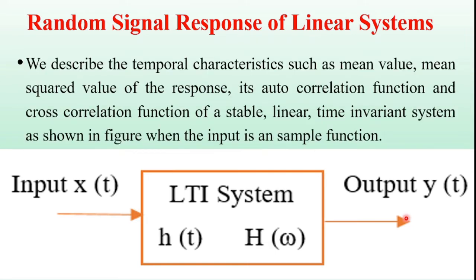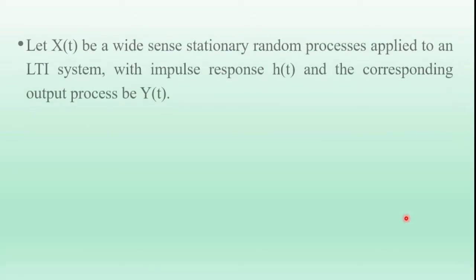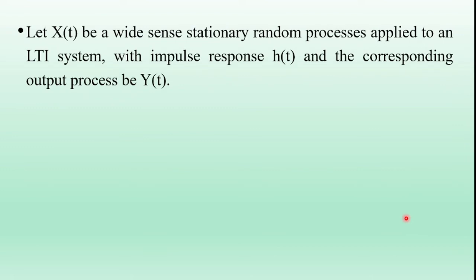So now in this chapter, in this unit, we concentrate on the statistical and spectral characteristics of the random process y of t. In the previous chapter, we discussed the temporal characteristics and spectral characteristics of the random process. Now we concentrate on the statistical and spectral characteristics of the output random process y of t, and the system response.